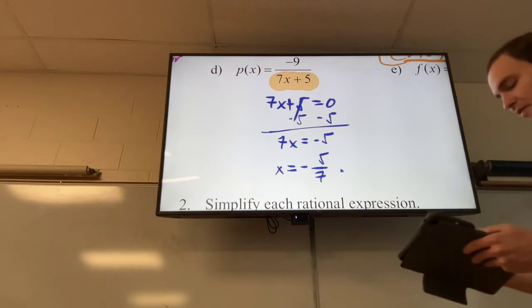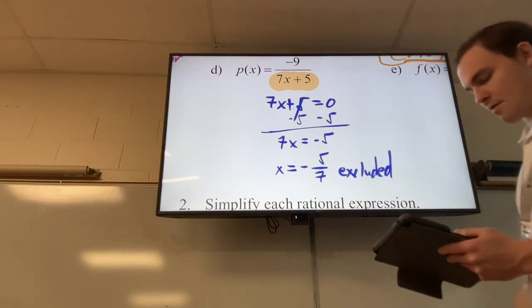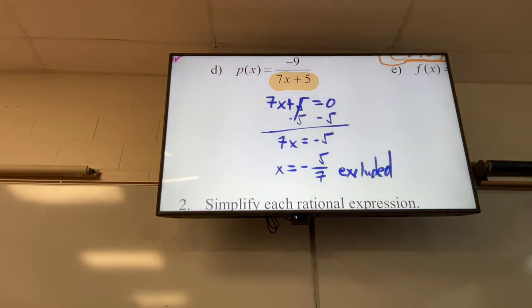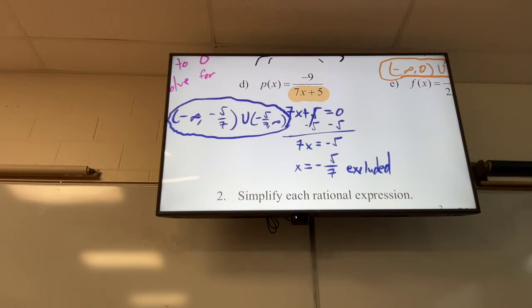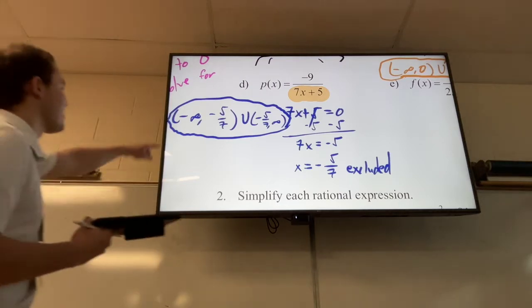Okay, so that's my excluded value. That's my only excluded value. So my domain is going to be what? So my domain will be every real number except for that excluded value, negative 5 over 7. I write that in interval notation the same way we've been doing it. There you go. There you have it, right there.